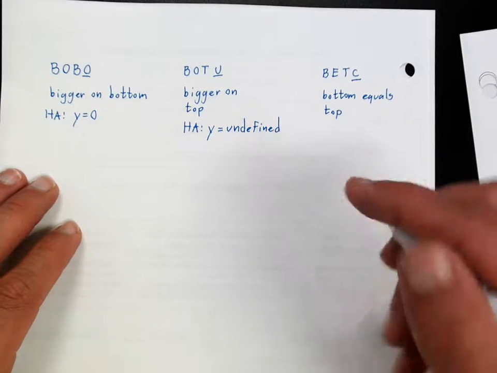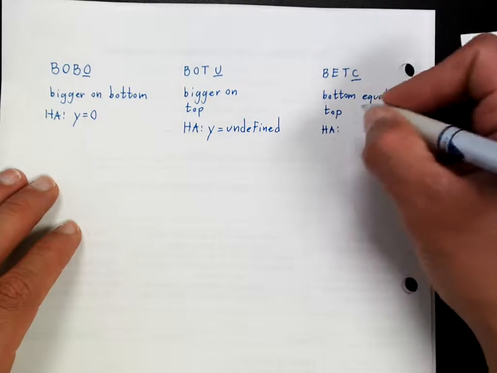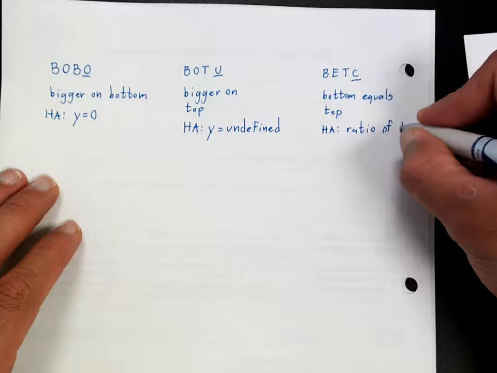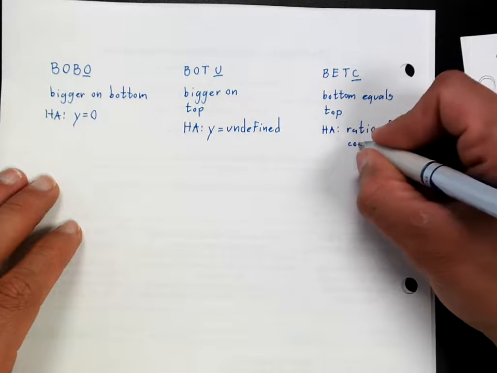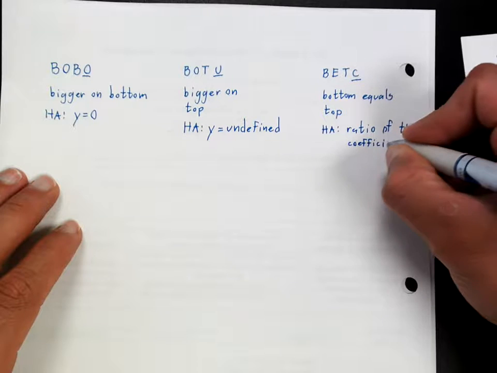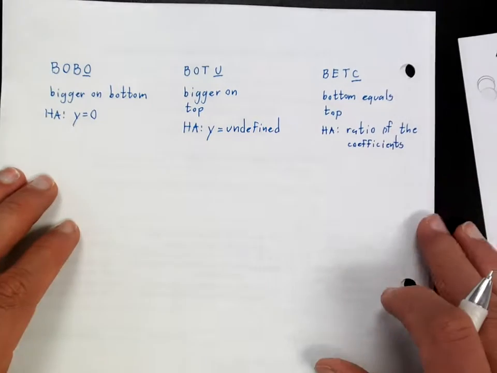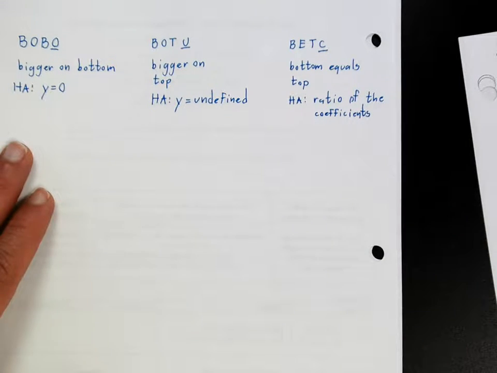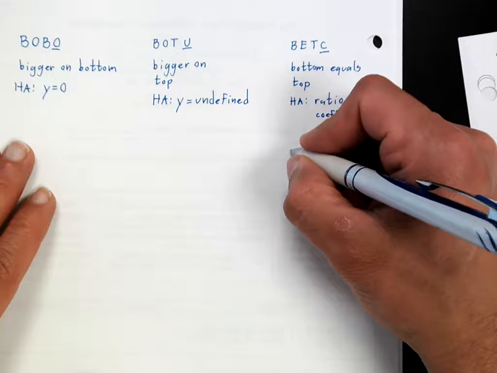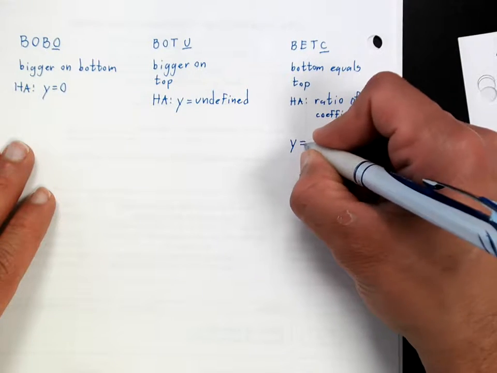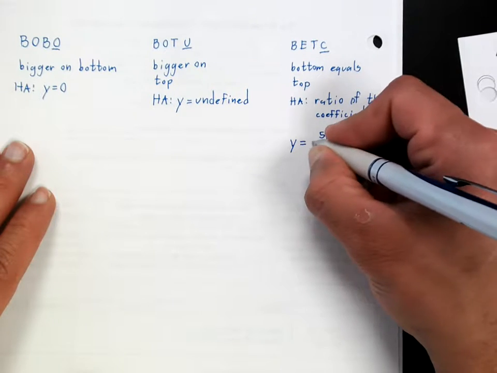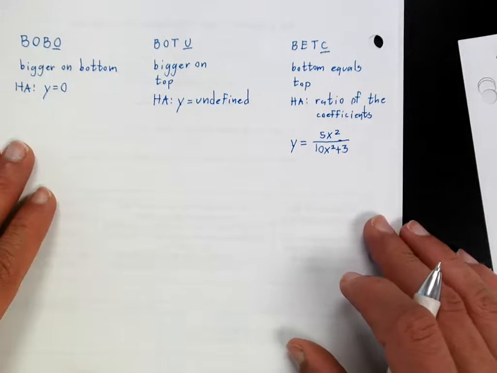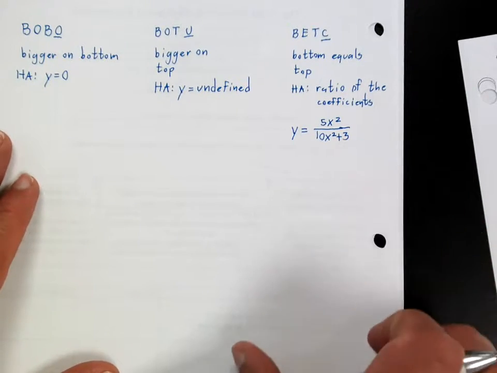And what you're going to do on here, the horizontal asymptote, is going to be the ratio of the coefficients. All right, so this is what I mean by that. Let me give you an example of that. So BETC, if you have this function right here, so you have 5x squared, and on the bottom you have 10x squared plus 3. I'm asking you, what is the horizontal asymptote of this function?